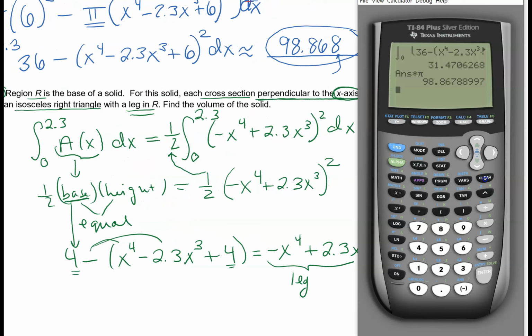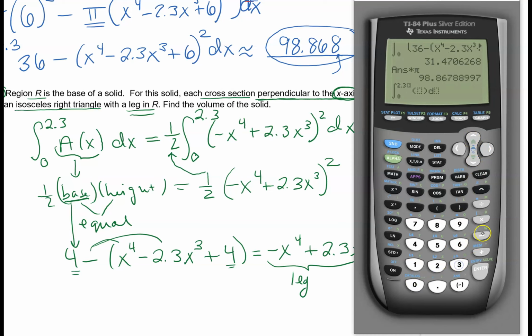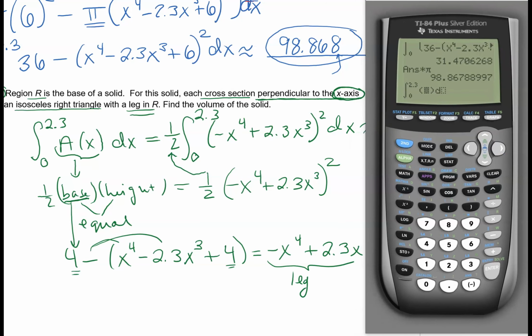Okay, so on our calculators, to get the integral, we're going to do math 9. And then I'm going to integrate again from 0 to 2.3. And then I'll type in my equation here. So I need to put parentheses. I have negative x to the 4th plus 2.3x cubed. And then I'm going to close that parenthesis and square it. And all of that is inside my integral, which is what that other parenthesis is for. And then type in my dx.